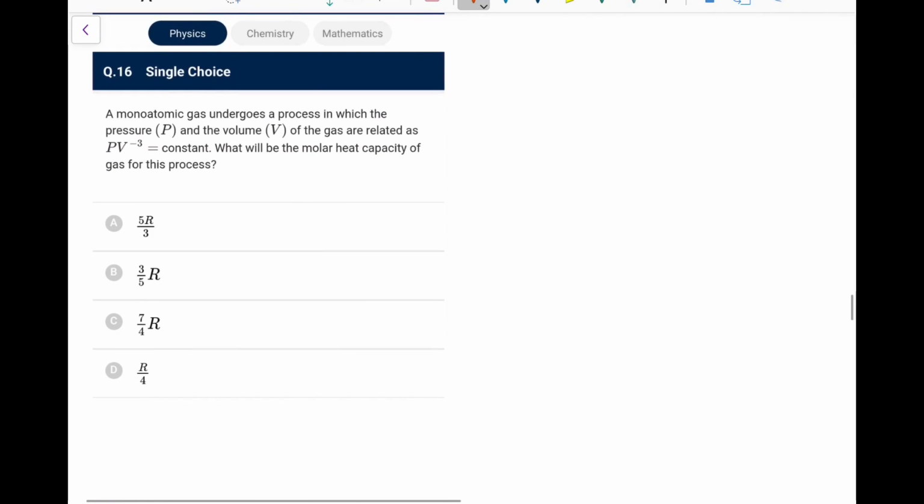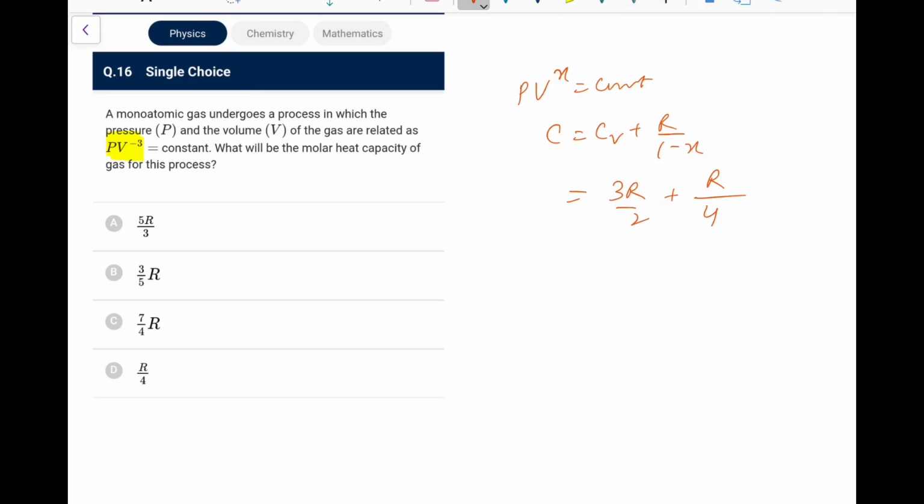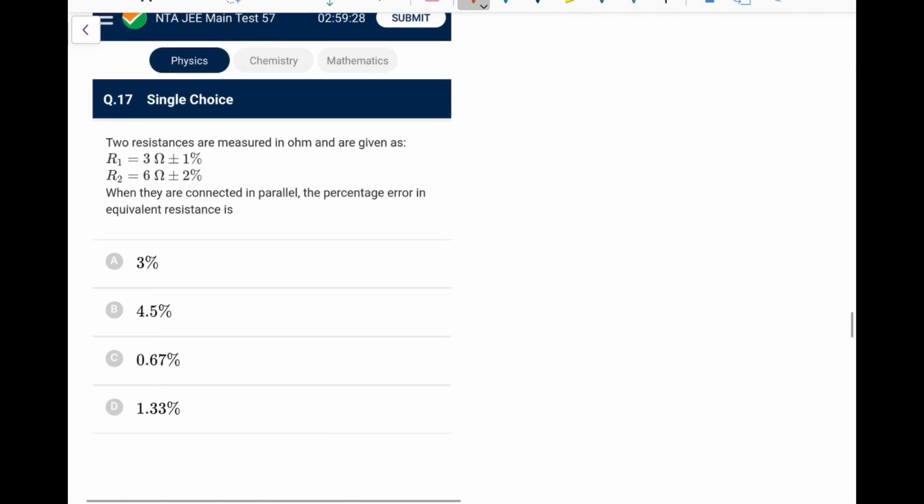Next one, a monoatomic gas undergoes a process in which P and V are related. This is a polytropic one. If you have not studied, please check my Physics in 5 Minutes revision series. I have done this in 5 minutes. You will be able to do this very well. So here PV to the power x is constant, and we know C is Cv plus R upon 1 minus x. So here x is minus 3, Cv for monoatomic is 3R by 2, so 1 minus minus 3 becomes 4. So we have 7R by 4. So easy one for you if you know that polytropic one. If you don't know, please watch that video. 7R by 4. Next one, 17.